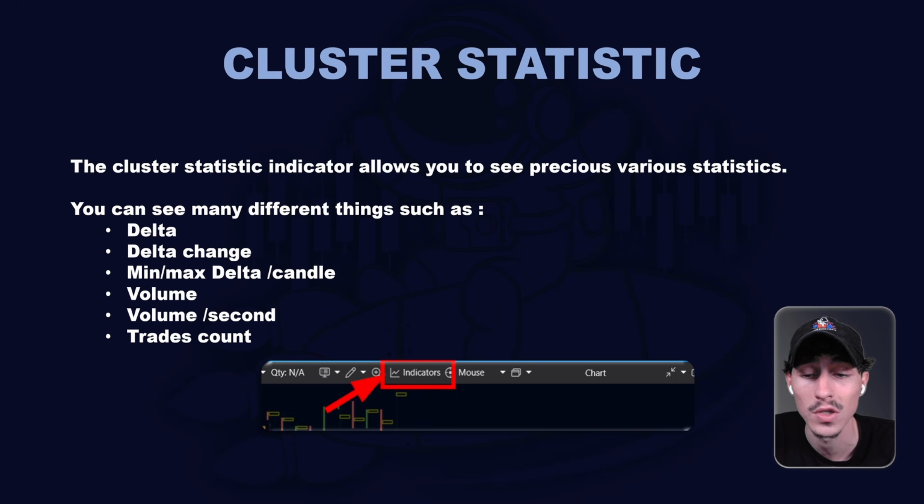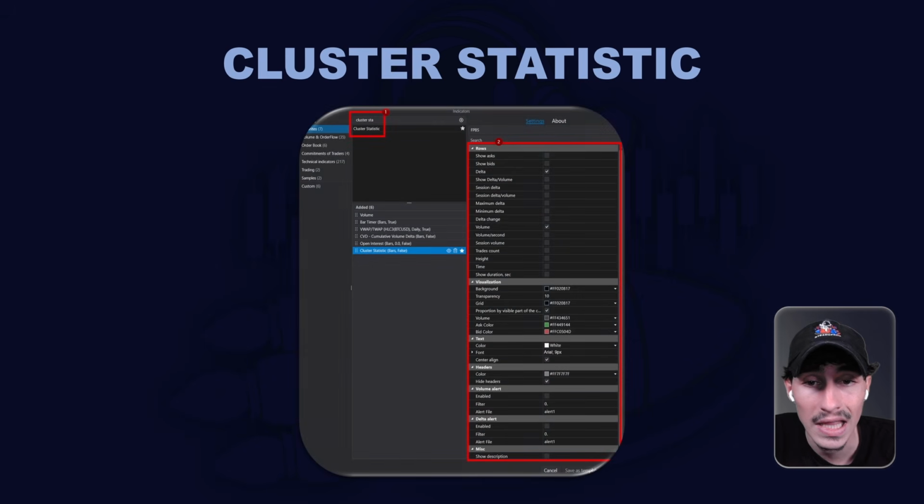To add this indicator, as always, simply click the indicator button at the top of your ATAS window, and you will get this pop-up here. Simply search cluster statistic, double click the cluster statistic, this will add it into your chart, and here are my settings if you want to follow and get the same.